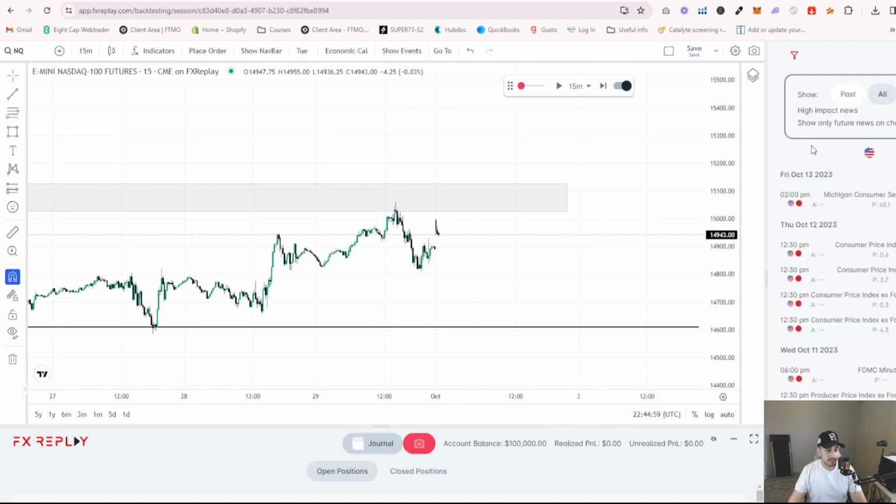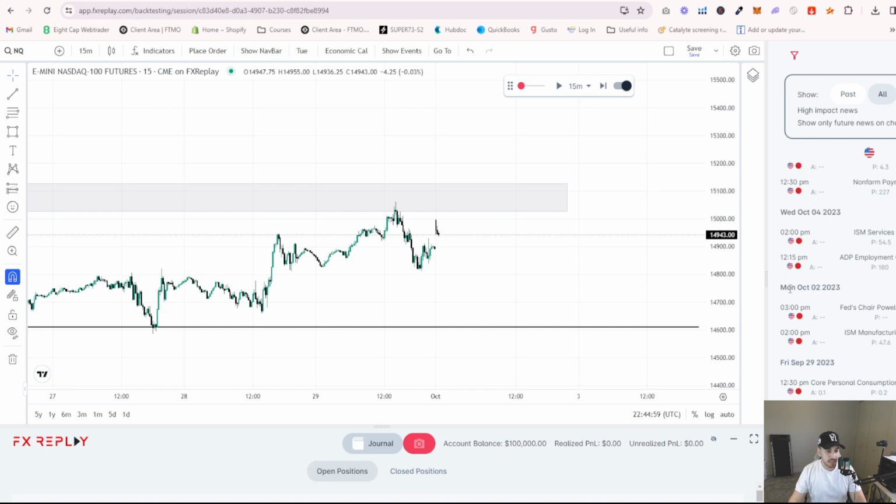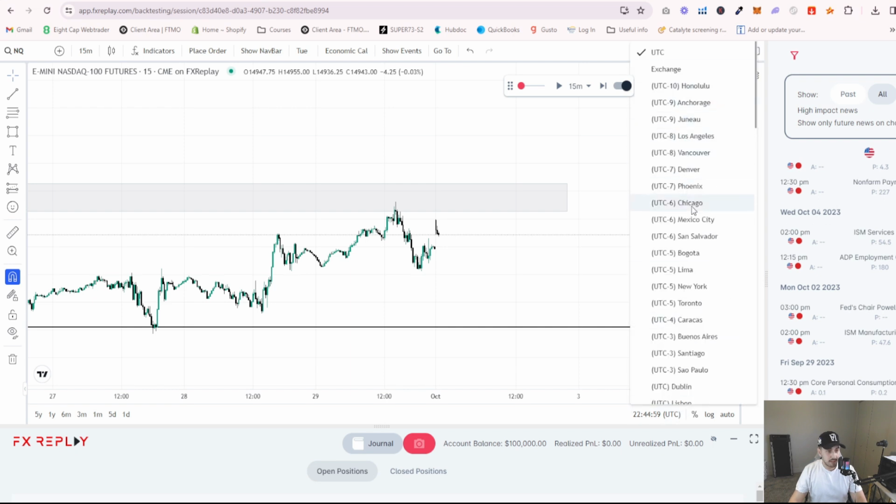So if we look at the economic calendar for this week, specifically beginning of October, we can see that we have high impact news here on Monday, which is obviously coming into fruition here. So we have Monday, October 2nd, we have Fed Chair Powell's speech at the end of market close. I'm in Central Standard Time, guys. I have my thing set to Chicago here.